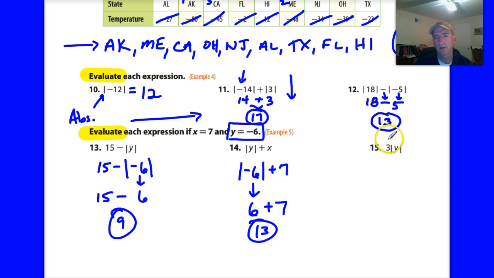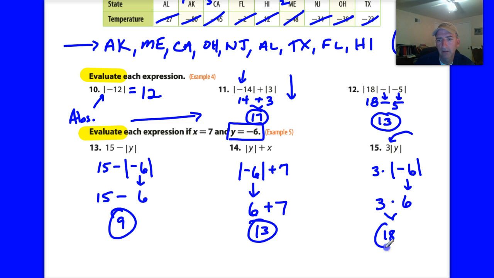The very last one, 3, up against the bar. Well, what do you think that means based on everything we've done? When you have a number touching a parentheses or a group symbol, it means multiply. It means multiply. So this means 3 times the absolute value of negative 6. That dot there, that's multiply. It's not a subtraction symbol. What do you do first? What's inside? Make that positive 6 before you try to multiply. It's 3 times 6, 18. And there you have it.